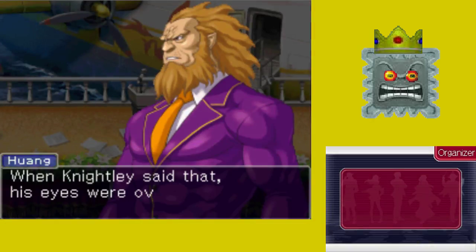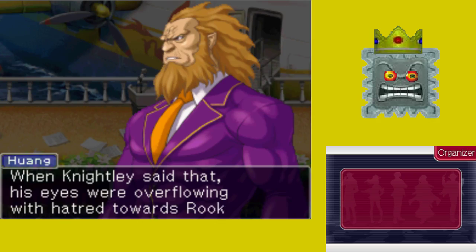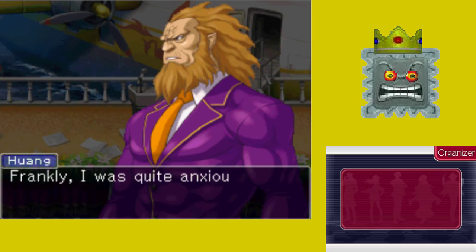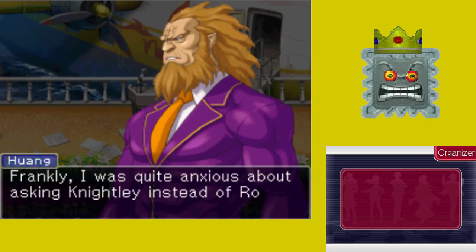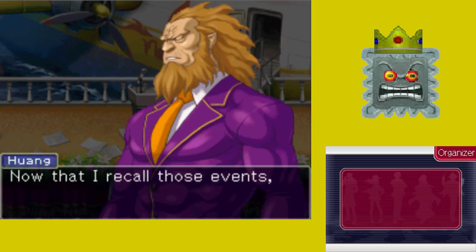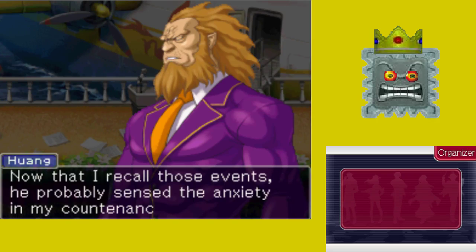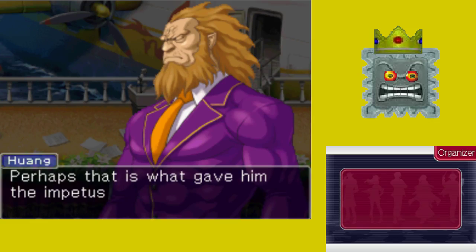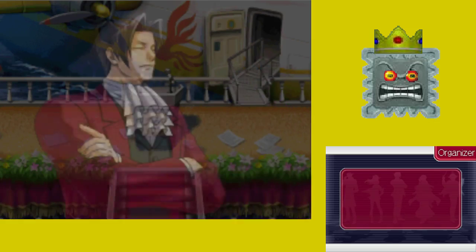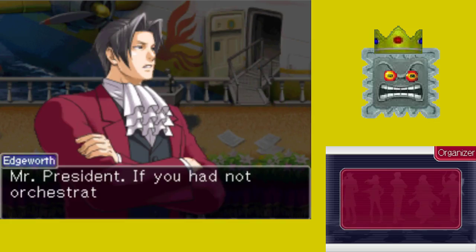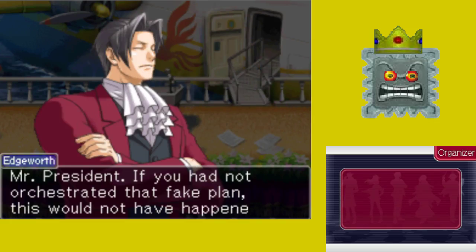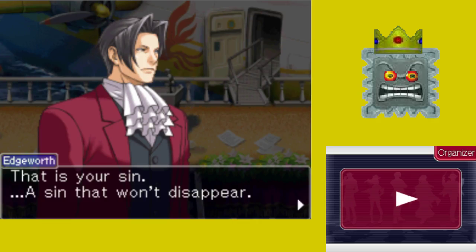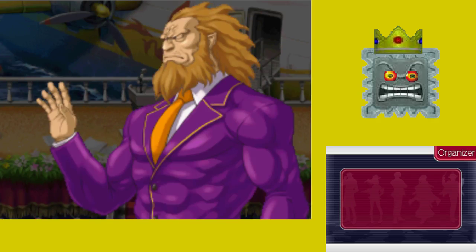When Knightly said that, his eyes were overflowing with hatred towards Rook. And frankly, I was quite anxious about asking Knightly instead of Rook. Now that I recall those events, he probably sensed the anxiety in my countenance. Perhaps that is what gave him the impetus for murder. Mr. President, if you had not orchestrated that fake plan, this would not have happened. That is your sin. A sin that won't disappear.